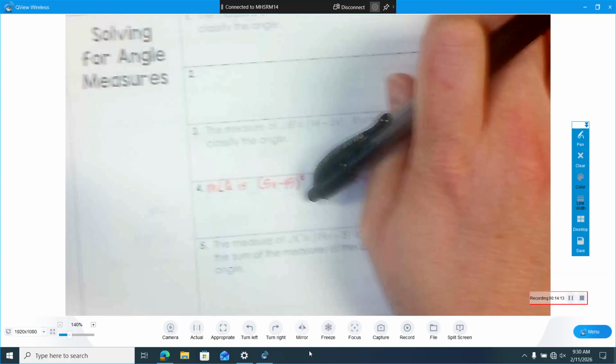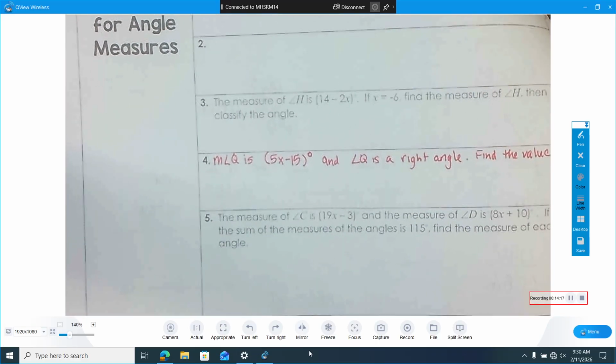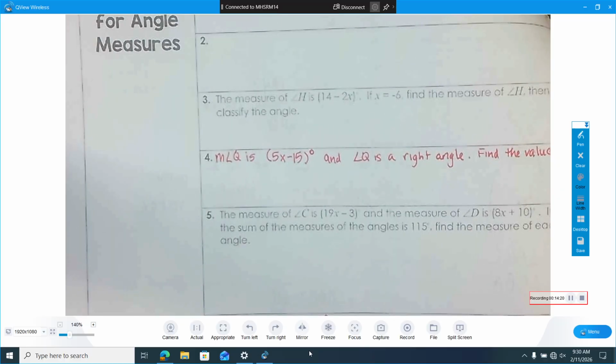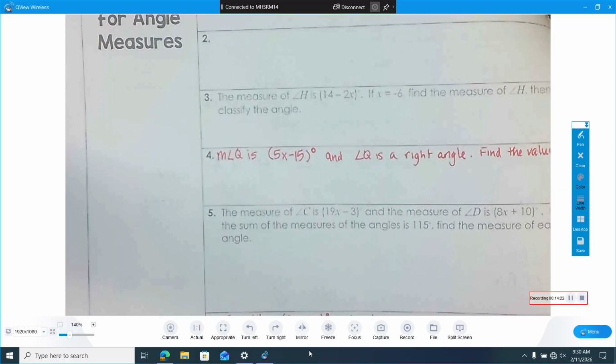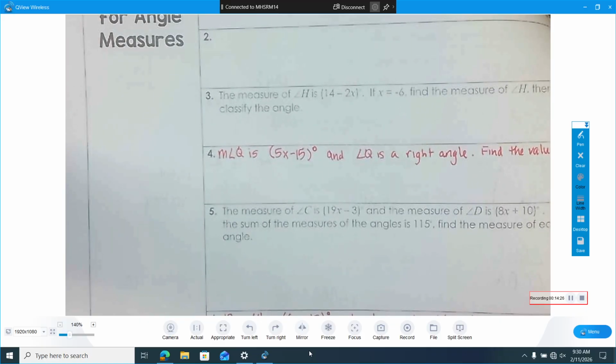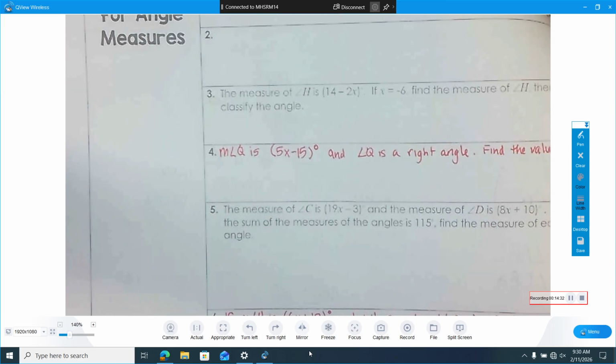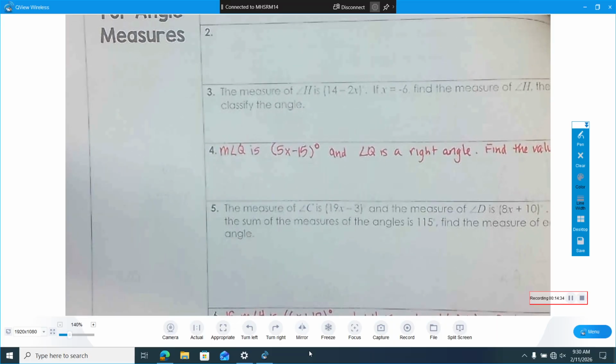All right, I need a calculator. You guys are gonna need a calculator. Okay.